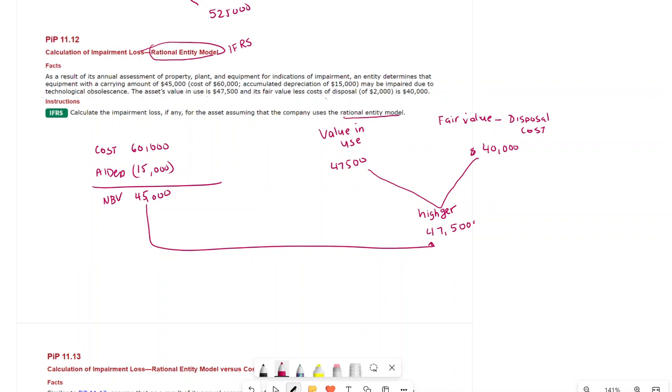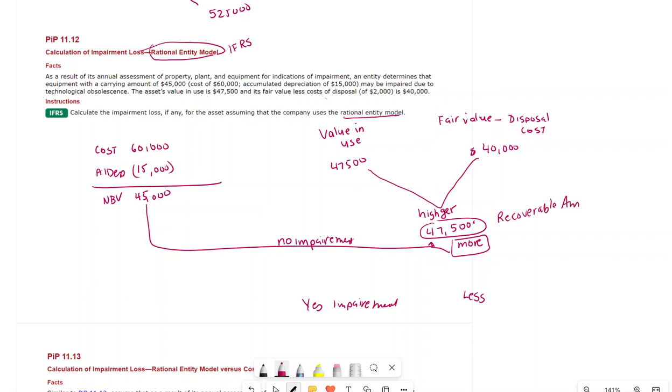We compare it to my net carrying amount. If this amount is more, then there's no impairment. If this amount was less, we will have a yes impairment, and you will do an entry. We're going to go further: what is this amount called? This amount is called a recoverable amount.